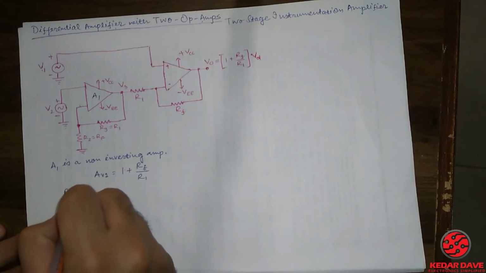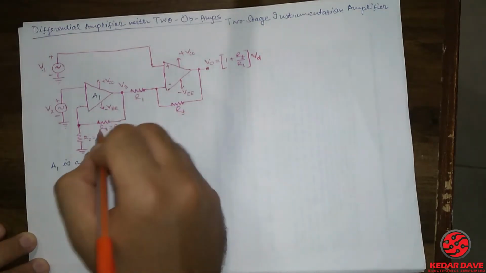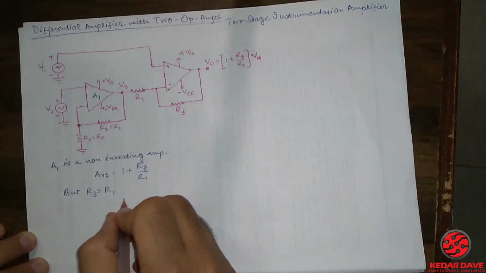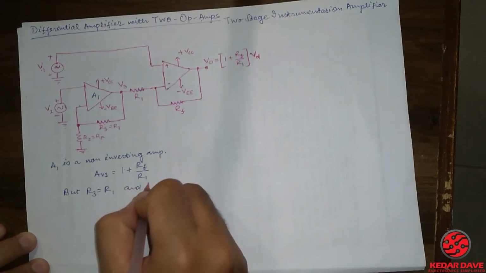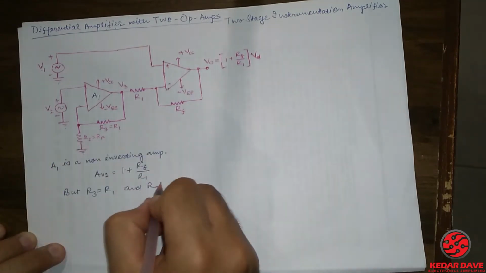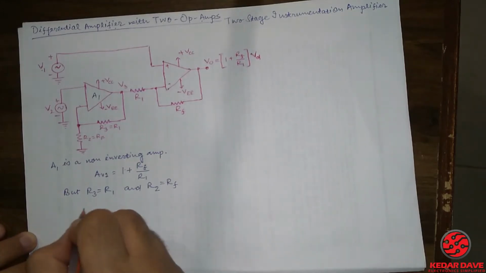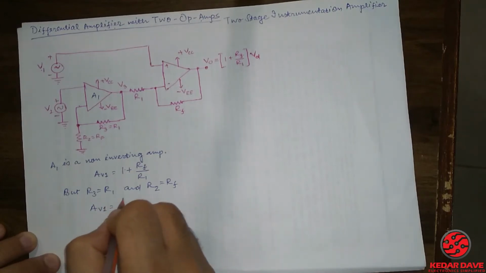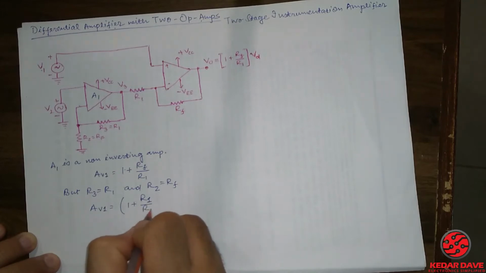Now here you can see that R3 is nothing but R1. Both the values will be the same. So we are taking R3 as R1, and R2, that is our R2 over here, is nothing but our RF. So putting these things into the equation, we will get AV1 equals 1 plus R1 divided by RF.